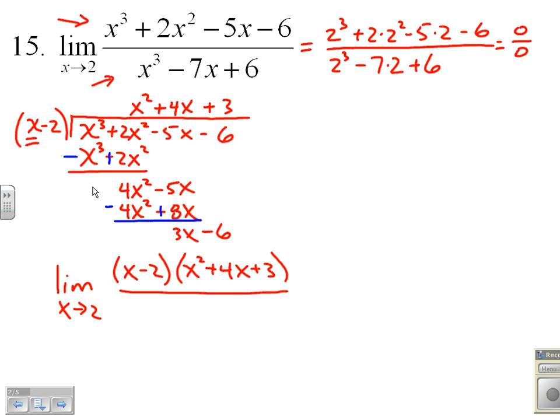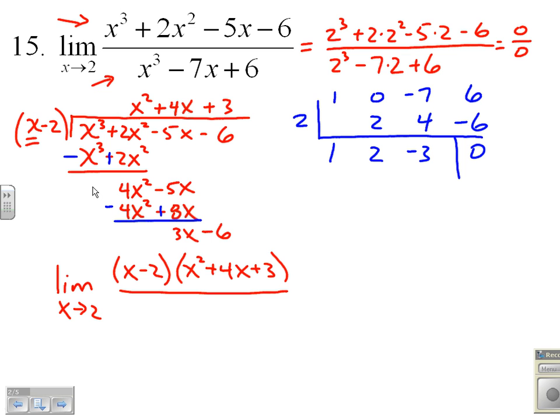My other option is to synthetically divide. I'll do that in the denominator. I could just synthetically divide 2 through 1x cubed, 0x squared, negative 7x, and a constant of 6. And I get 1, and 2 times 1, and 0, and 2, and 2 times 2, and negative 7, and 4, and 2 times negative 3, negative 6, and holy cow, it worked.